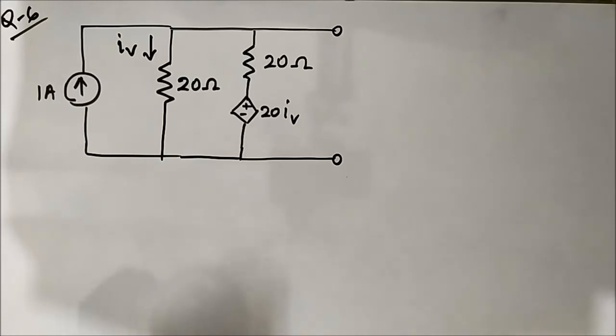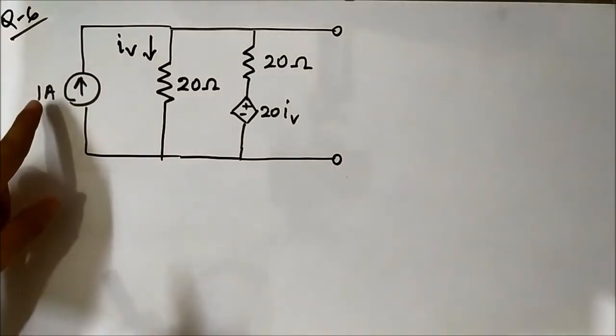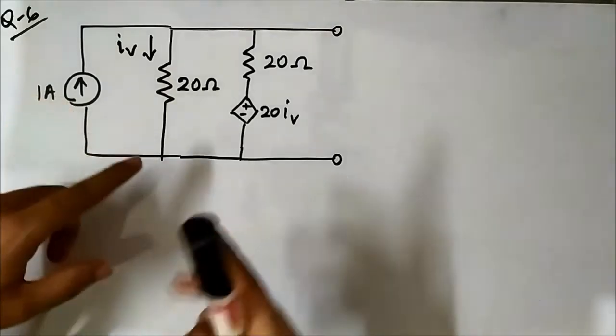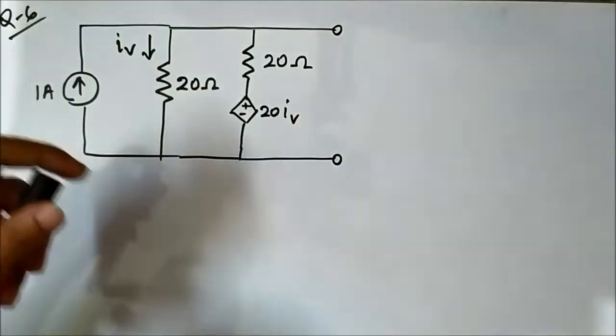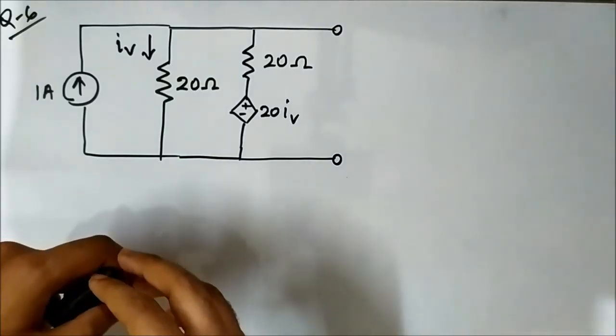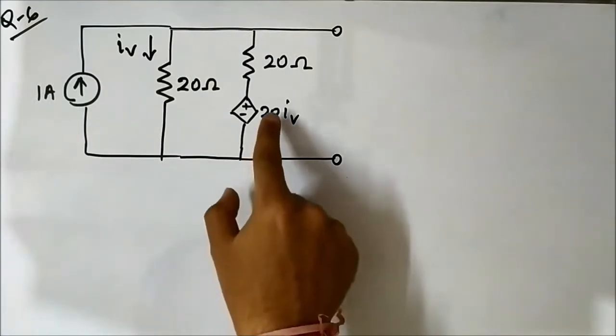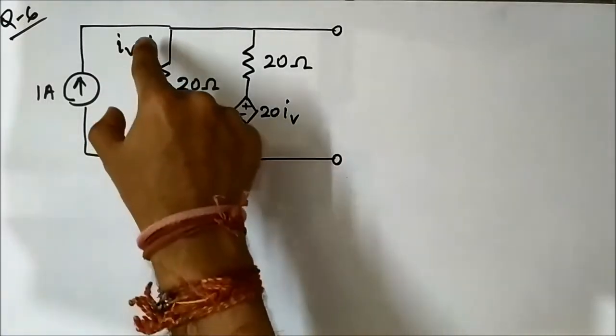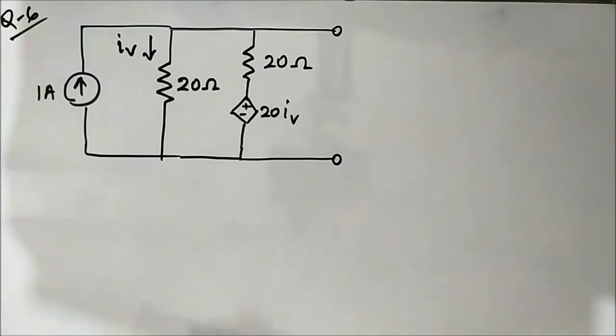So we'll continue our discussion with Thevenin Theorem application to circuits involving dependent sources. This is the sixth question that we are going to discuss. Here we have a circuit which consists of an independent current source of 1 ampere, two resistors of 20 ohm, and a dependent source which is a current dependent voltage source. This is a voltage source, its value depends on the current IV flowing through the 20 ohm resistance. We have to find the Thevenin equivalent circuit, that is VTH and RTH.